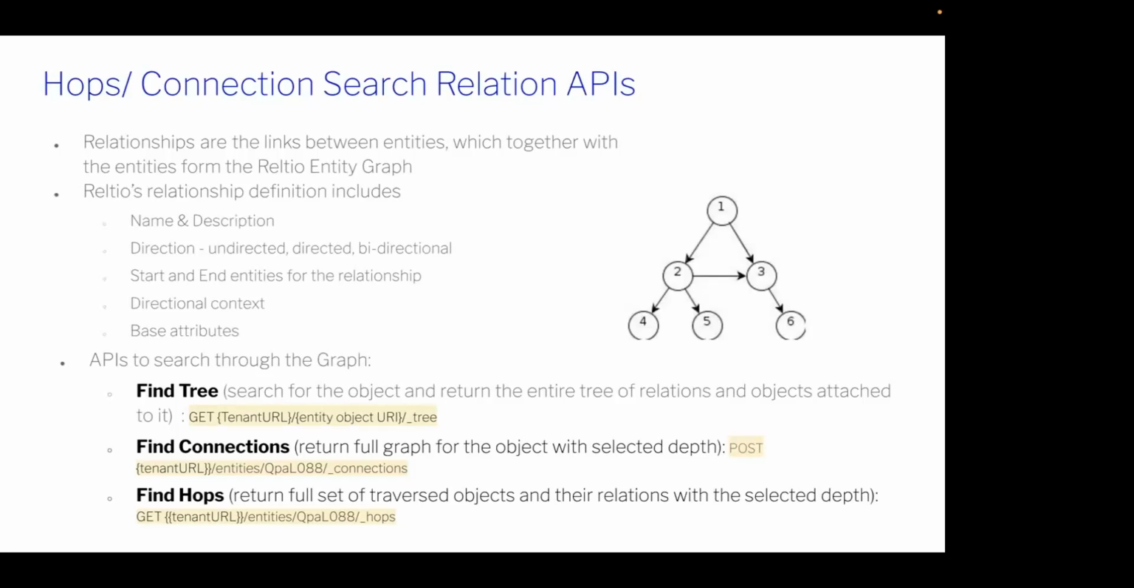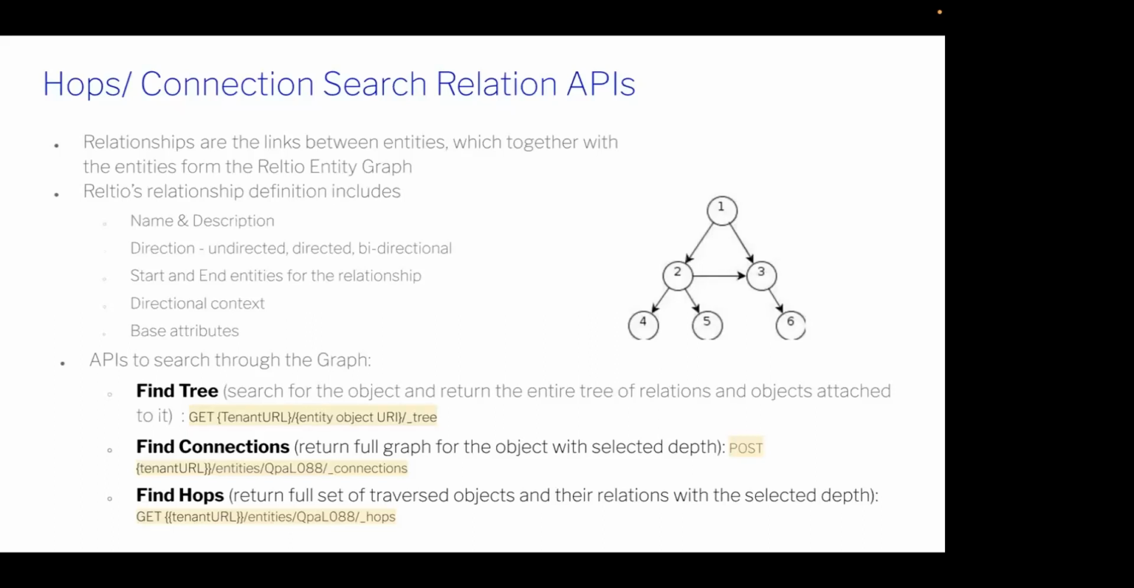But the principle for these three APIs is the same. You find the initial set of objects or first starting object, and then with a certain depth and your conditions that you defined in your API request, you'll find the relationships and objects that build the graph with that original object.